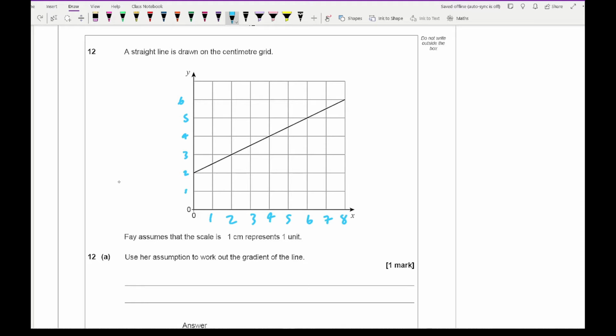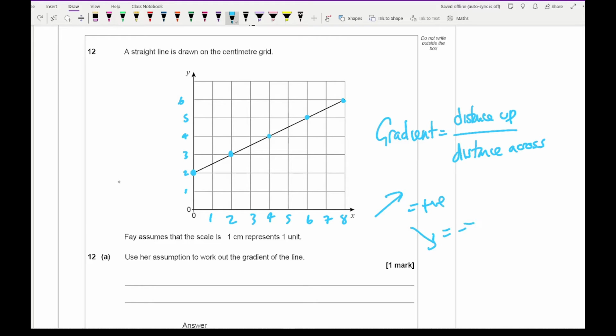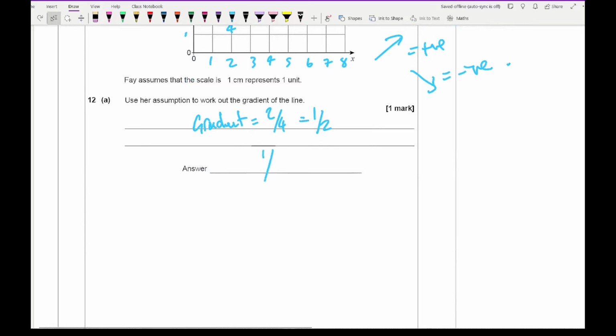Now, again, to work out the gradient, I always suggest that you pick 2 nice coordinates that lie on the line. So what I'm doing is picking 2 coordinates here. And what you want to do is that the gradient is equal to the difference in the distance up divided by the distance across. Now remember that a gradient going up is positive and a gradient going down is negative. So from this, if I just draw a right angle triangle like so, note that's 2 and that's 4. So here the gradient is going to be 2/4, which equals a half. I can write a half there.